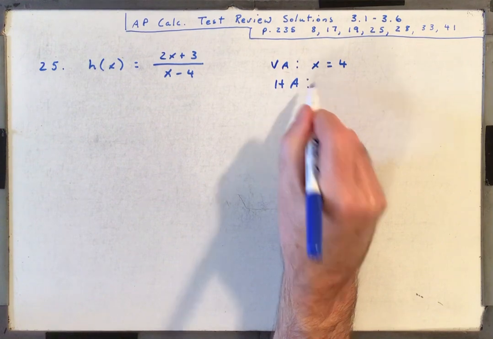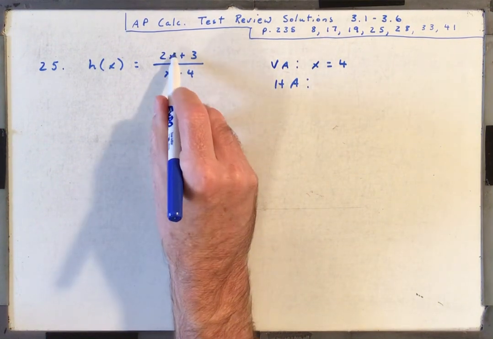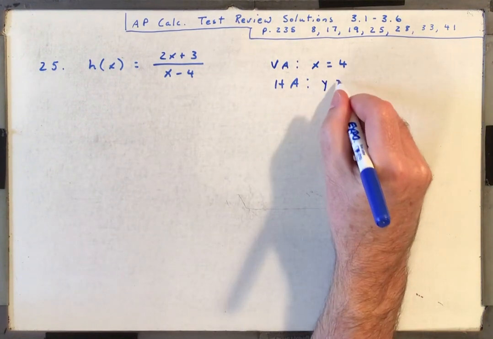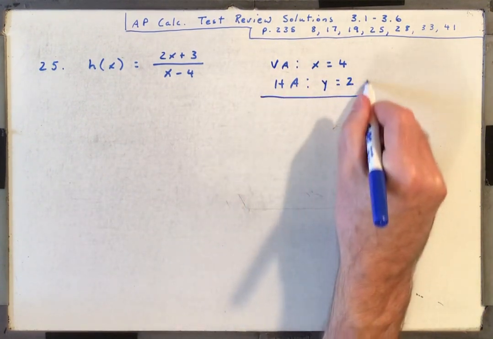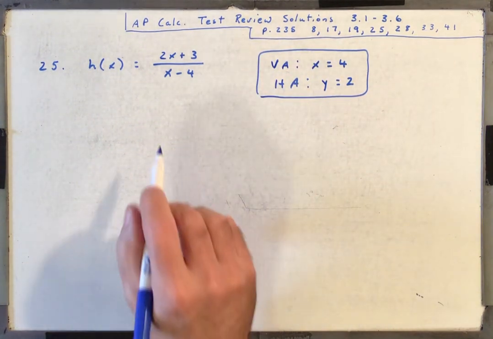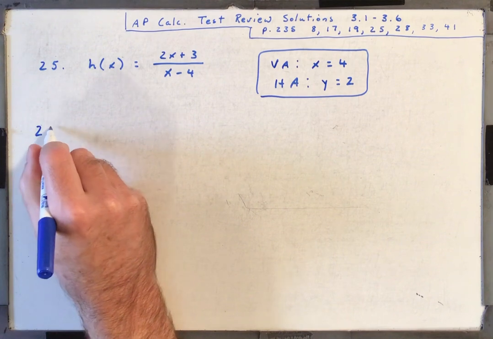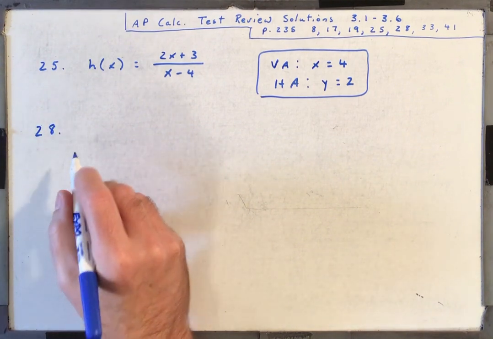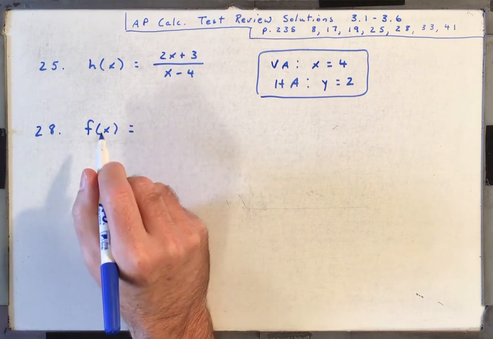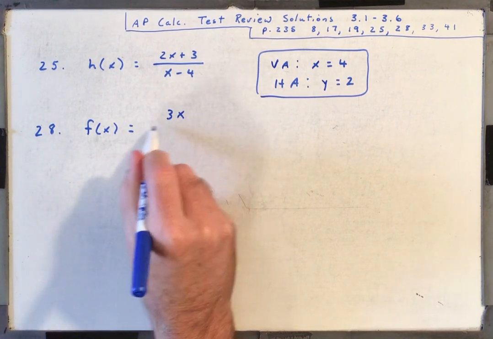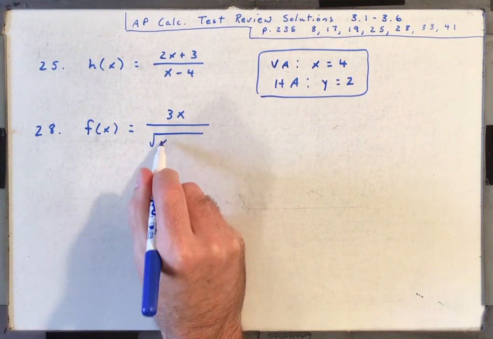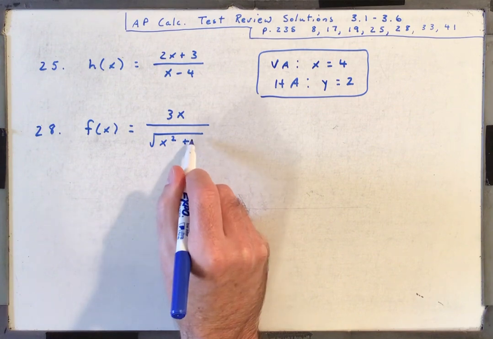And we have a horizontal asymptote. We have a tie for the highest power. We have an x over x, but the coefficient would be 2 over 1, so at y equals 2. So this one was purely an eyeball situation. You really didn't have to do a lot of work on that. All right, 28, we have f of x is equal to 3x over the square root of x squared plus 2.